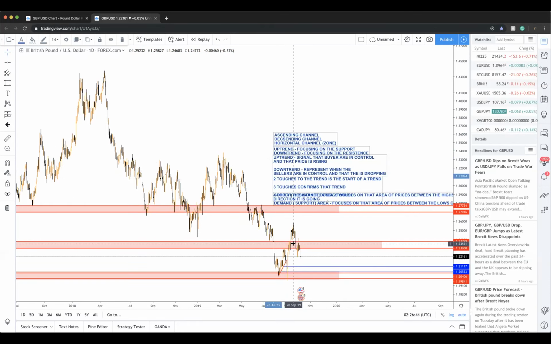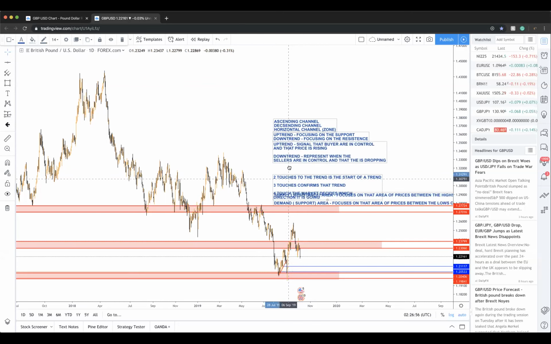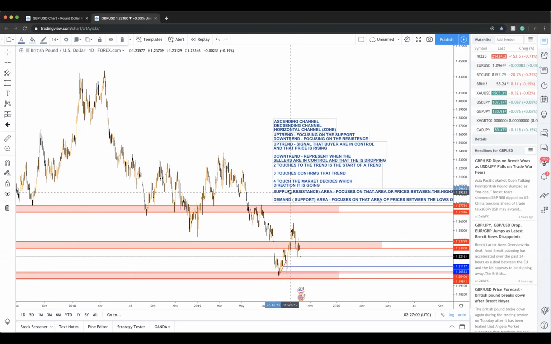We're going to talk about now, so I'm going to review real quick. So we understand what an ascending channel is. We understand what an uptrend and downtrend is, right? Jacqueline, how many touches to the trend show the start of the trend? The start is 2, sorry. What confirms that trend is 3, and the 4 gives us the direction.